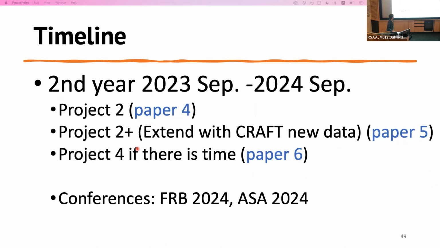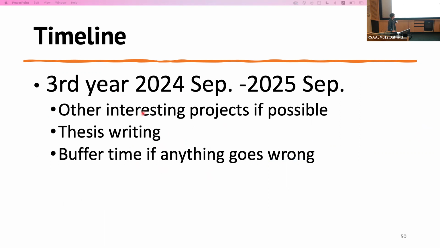For the second year, I'm focusing more on project two, which might be my paper 4. If I finish this, I can extend it with the Crab data in paper 5. If there's time, I can do my project 4, the counterparts one, and also some conferences in the second year. The third year is close to the end of my PhD, so I would do some other interesting projects if possible, and also start writing my thesis. This will also be my buffer time if anything goes wrong, like if I don't detect anything, maybe I will do it this year.